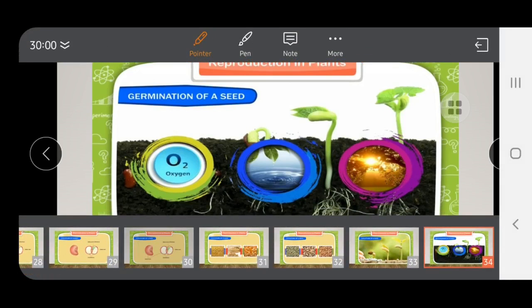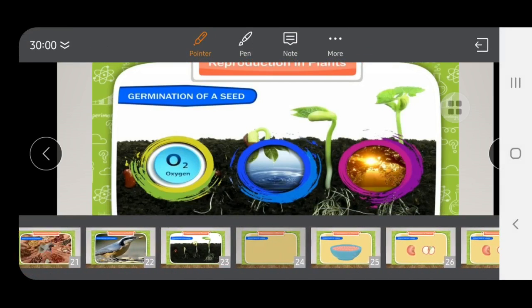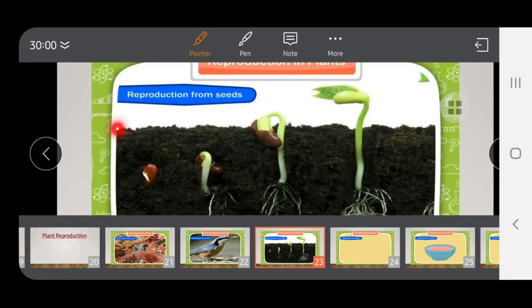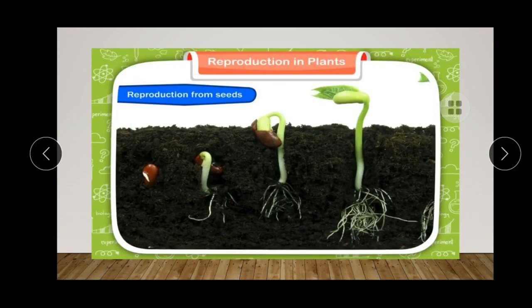I'll be showing you the steps of how they enlarge. First, the embryo enlarges. Here you can see the embryo is getting enlarged. The seed coat breaks. The brown section is breaking. It opens and the root emerges. Here you can see the roots emerging, followed by the shoots that contain the leaves.